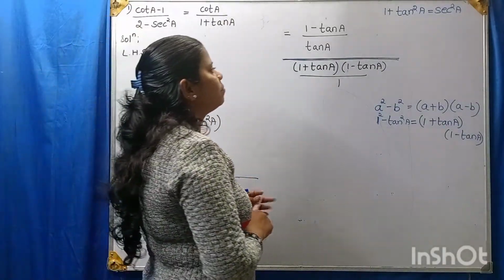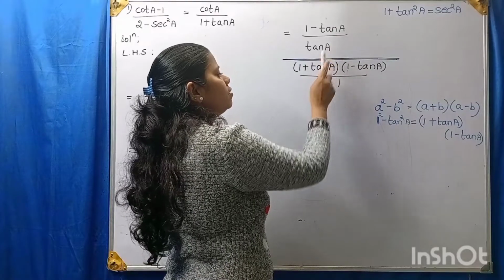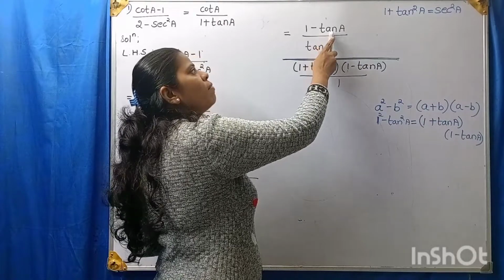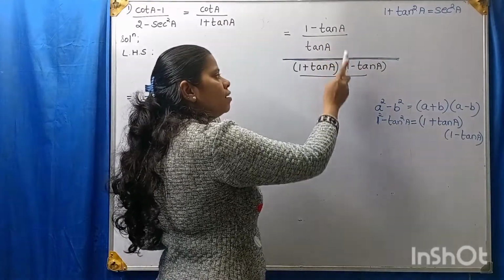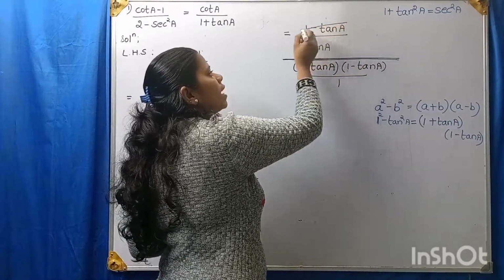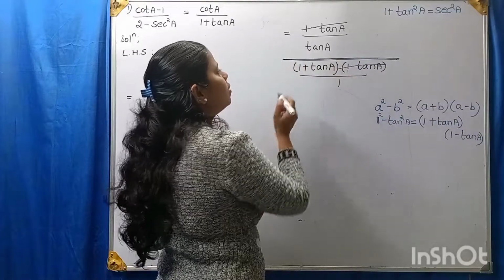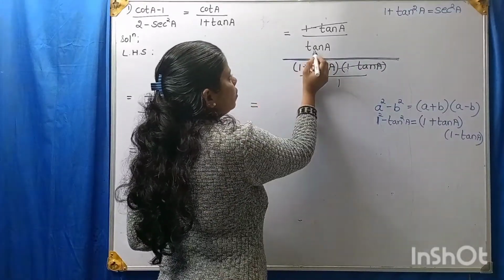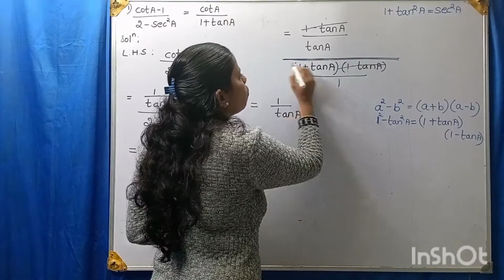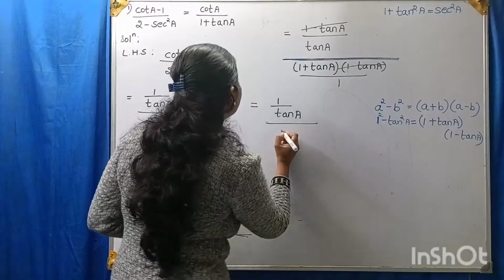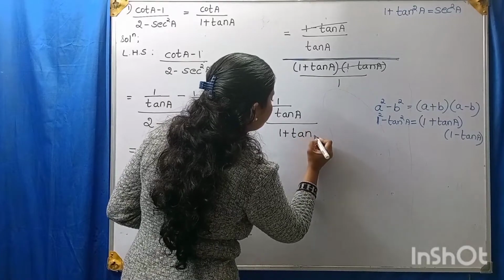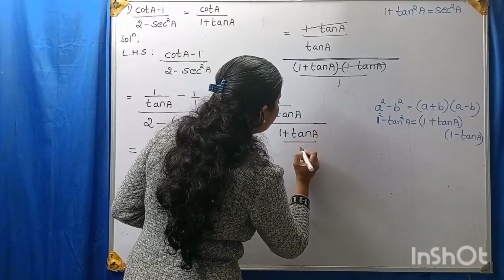Now, look at this. It is numerator, it is denominator. In the numerator, we have 1 minus tan A. Here also in the numerator, we have 1 minus tan A. Therefore, we can cancel these two. Okay. Then what is left? 1 by tan A whole divided by 1 plus tan A. Okay. Divided by 1.